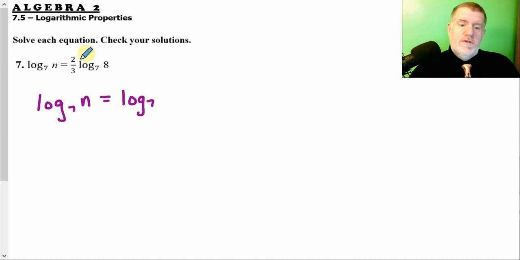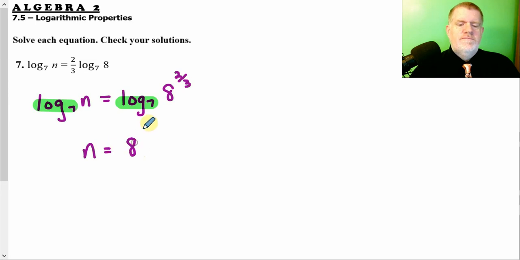Right, because I'm multiplying it, I can make it a power. See, it works both ways, that rule. A power can be brought down to be multiplied, or it can be brought up. So now, since I just have log base 7 on both sides, I can now just set these equal to each other. And n equals 8 to the 2/3 power. Remember, the 3 is the denominator. So the cube root of 8 is 2. 2 squared is 4.